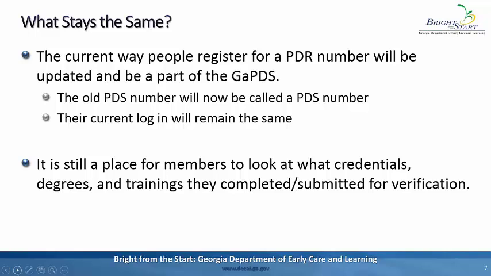I do want to pause to remind you that the PDR will go down on June 17th at 5 p.m. So if you need to make any updates, print anything off from your profile, please do that before 5 p.m. on June 17th.